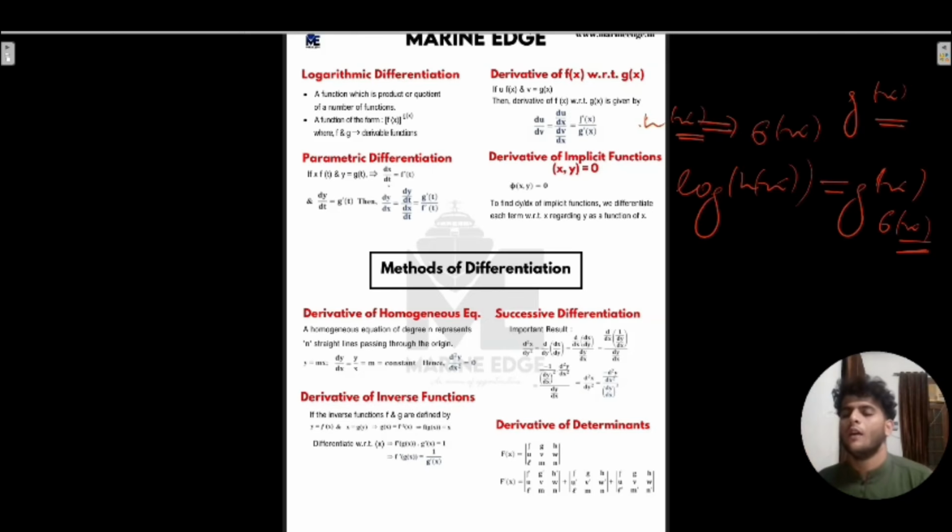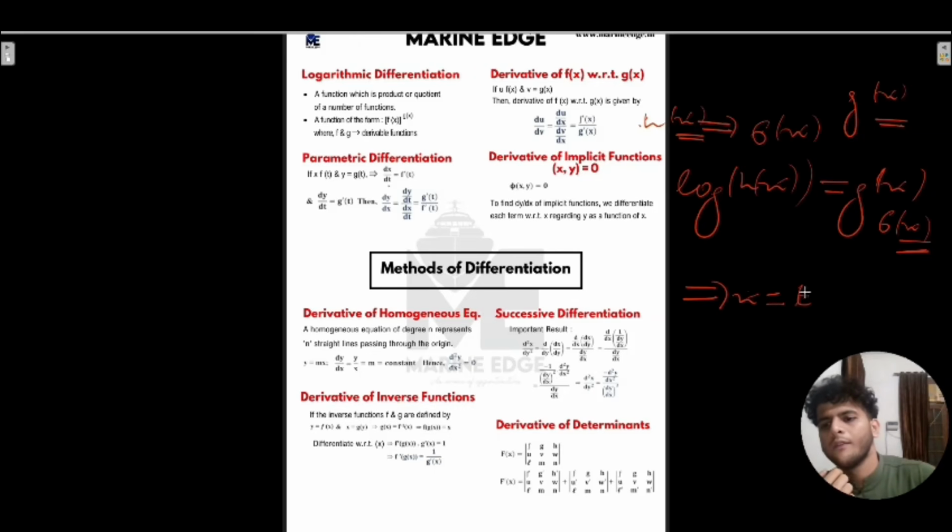Log hx will be equal to 1 upon hx. gx will be taken as constant, and fx will be differentiated with respect to x. Then fx will be taken constant and gx will be differentiated with respect to x. Okay, and we'll get our final answer now, the derivative of fx to the power gx.